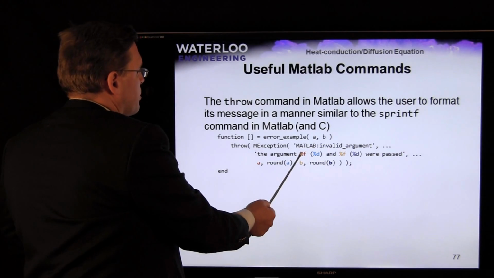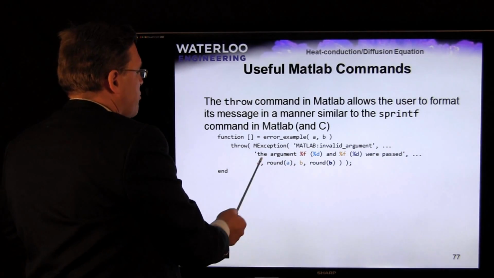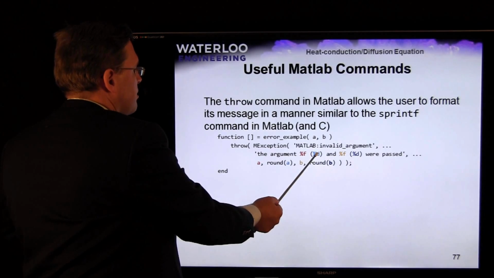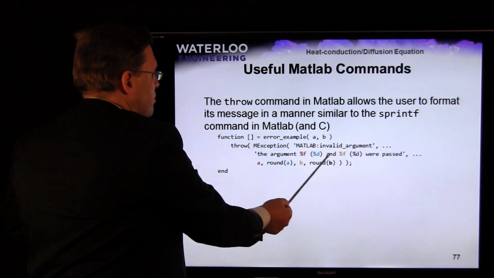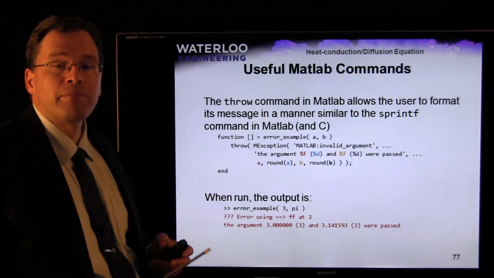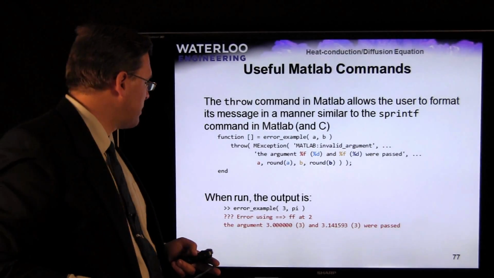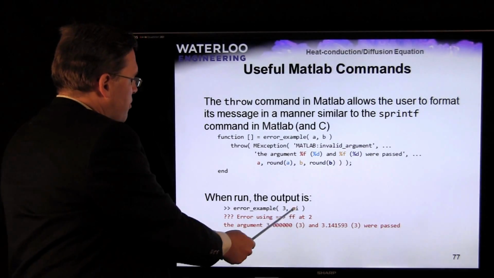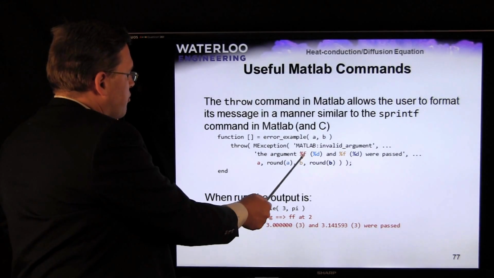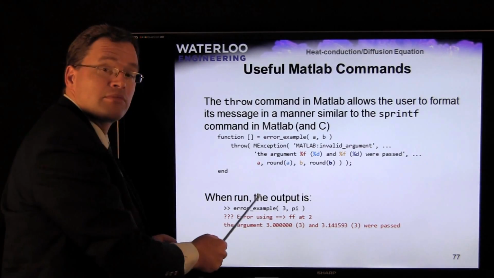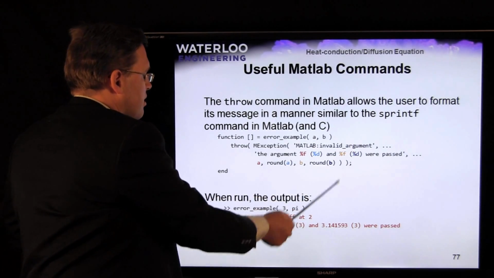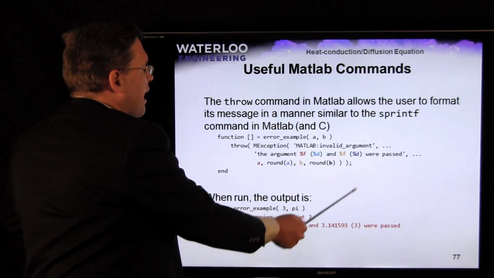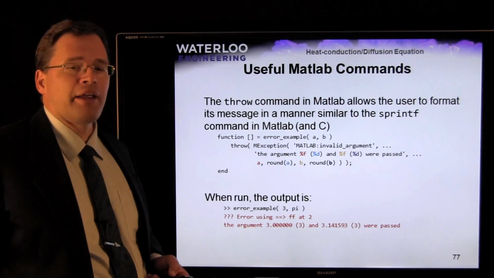So the first %f would be replaced with the first argument, %d with the next one, %f with the next one, and %d with this final one here. The output now will be, for example, if I pass it 3 and 5, first we have it replaced with a floating point 3, an integer 3, floating point pi, and a rounded version of pi.